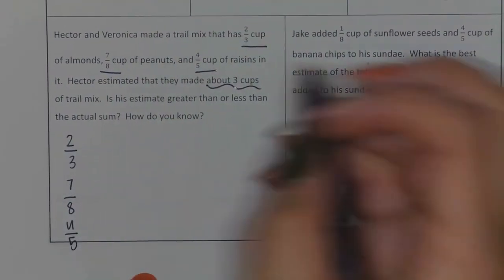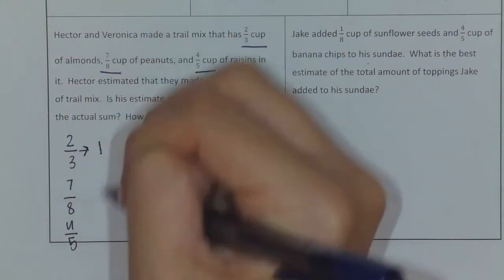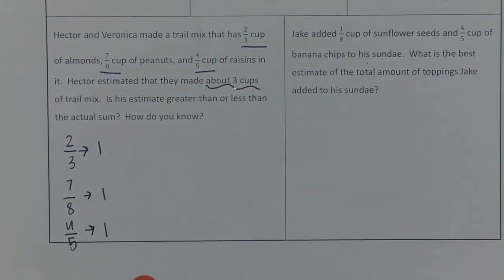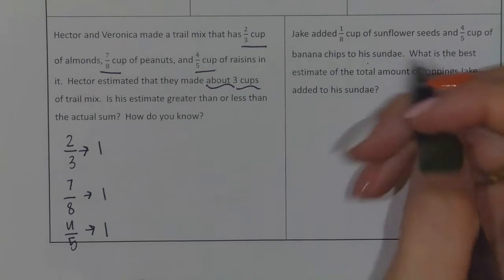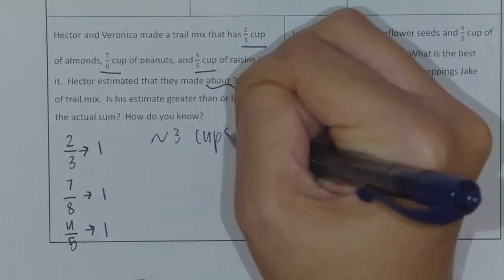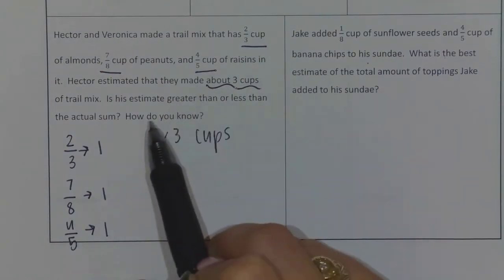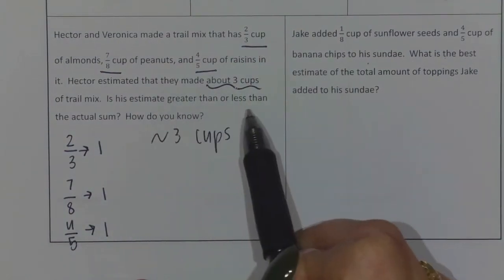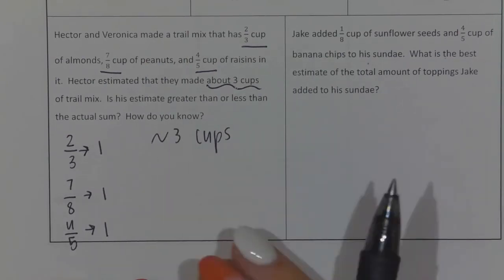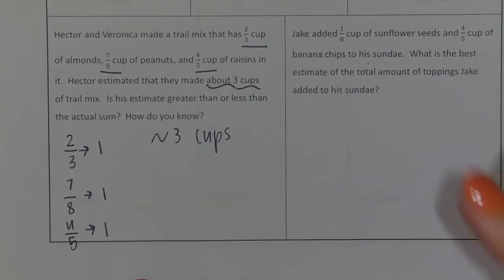If I round these 3 fractions, 2/3 is close to 1, 7/8 is close to 1, and 4/5 is close to 1. So I would say Hector's estimate that they made about 3 cups is a pretty good estimate. But I want to know, is his estimate greater than or less than the actual sum? Is 3 cups going to be more than what they actually have or less than what they actually have?